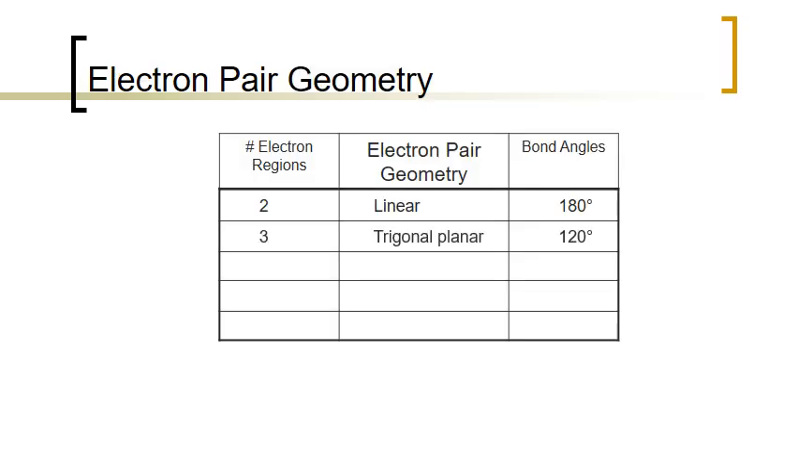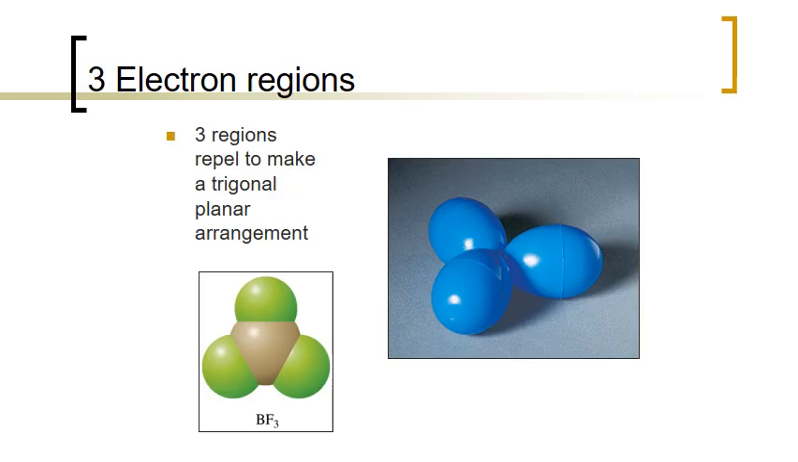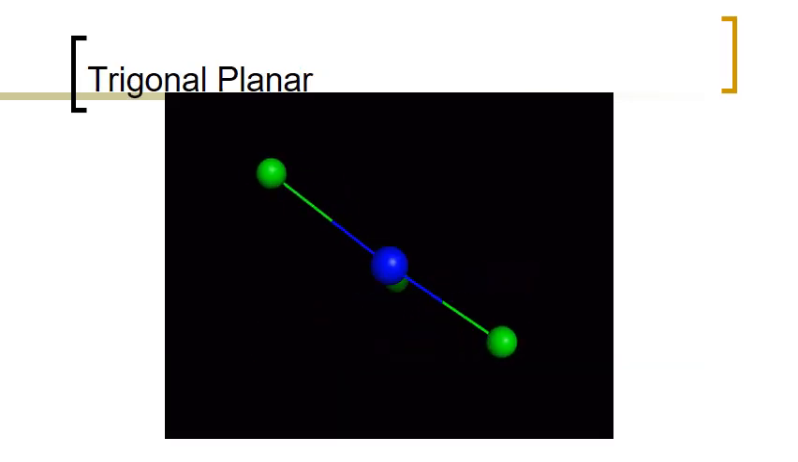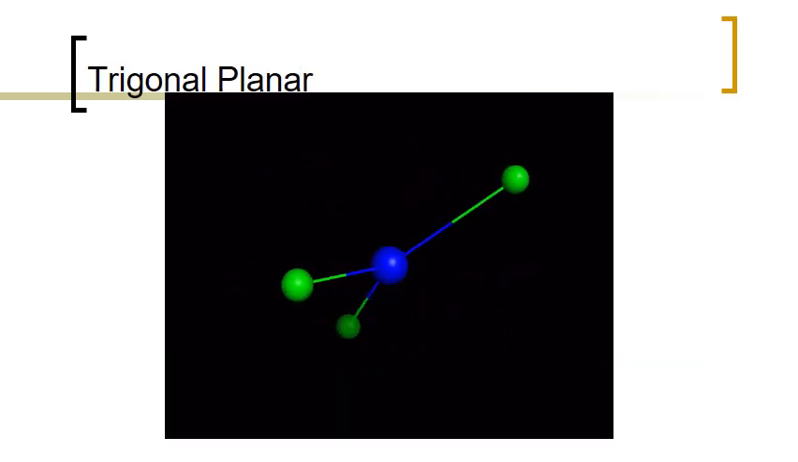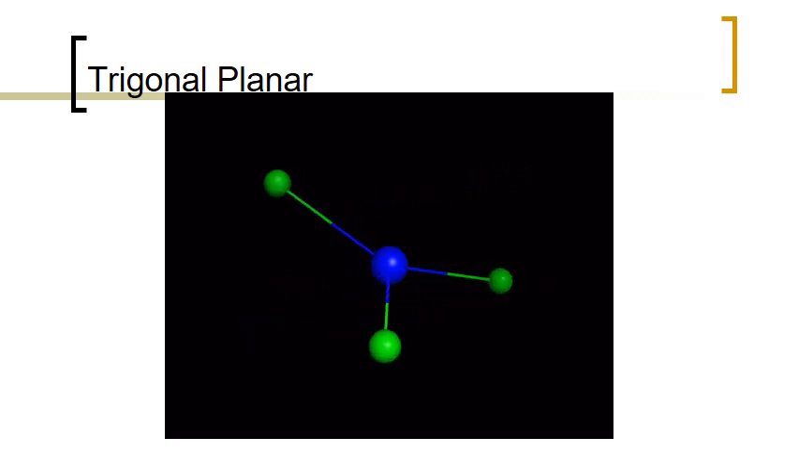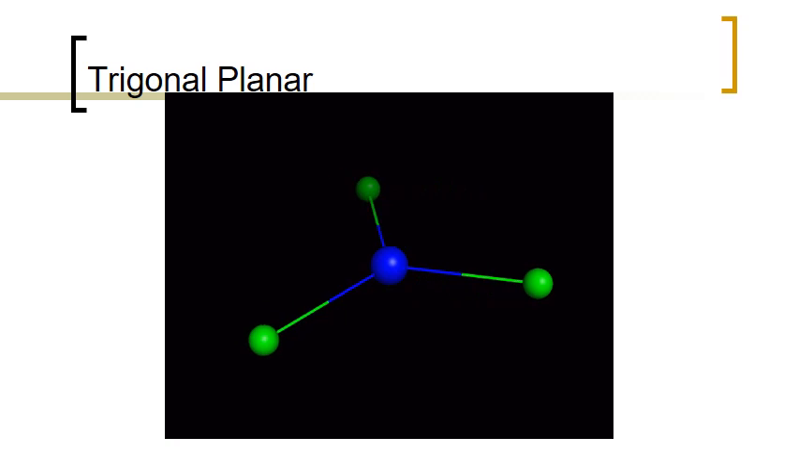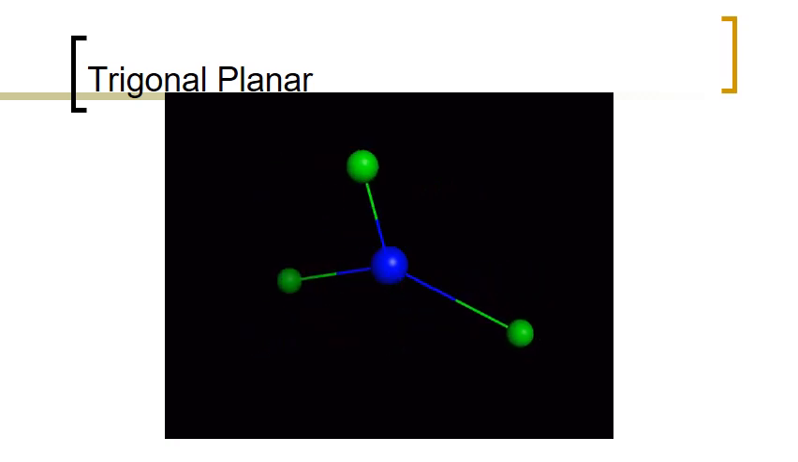If we have three regions around the central atom, it makes a trigonal planar arrangement with 120-degree bond angles. There's a picture of the trigonal planar. There's a 3D rotation: central atom, three regions adopting a 120-degree trigonal planar arrangement. We see the three sides, we see the single plane.